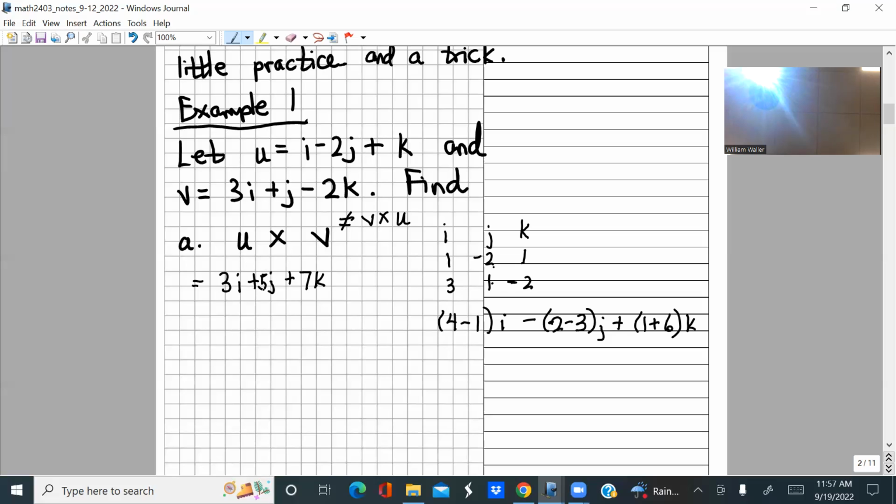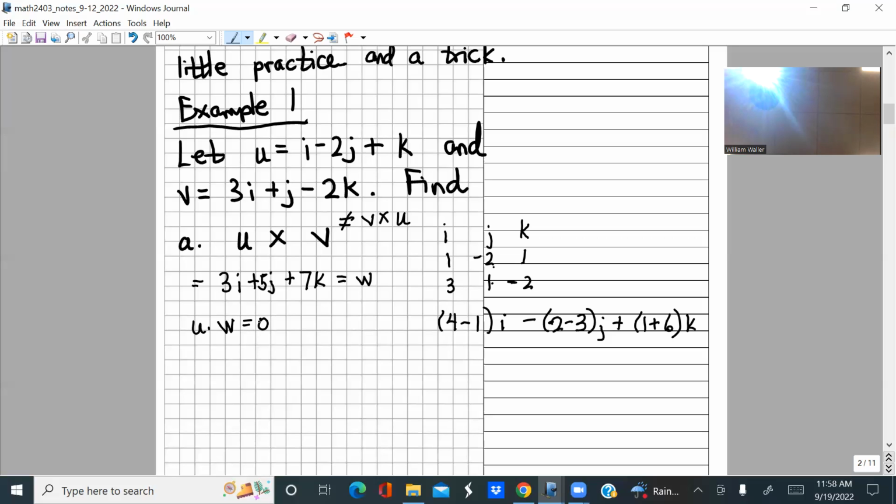Now, how can I check? So there's my cross product. Let's give that a name. Let's call that W. All right. So how can I check to see if W is indeed perpendicular to one of those two vectors? It should be perpendicular to both, but I'm just going to check one. Yeah, you do the dot product, right? What we were just talking about. So is this true? Does this turn out to be 0? God, I hope so.